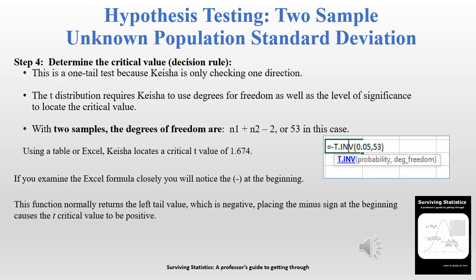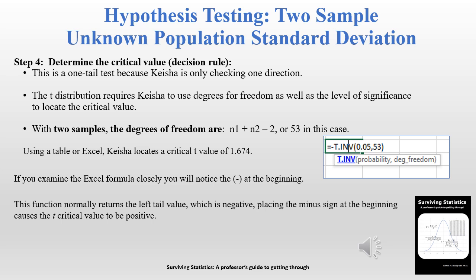All right, for step 4, Keisha is going to determine the critical value or the decision rule. Well, it's a one-tailed test, so she's only checking in one direction. And remember that the t-distribution requires degrees of freedom, but with 2 samples, we determine the degrees of freedom differently than we did with 1 sample. Remember before it was simply n minus 1. Well, in this case, you add the sample size for the first sample to the second sample size, and you subtract 2. So in this case, because she had 55 individuals that she surveyed, the degrees of freedom is 53.